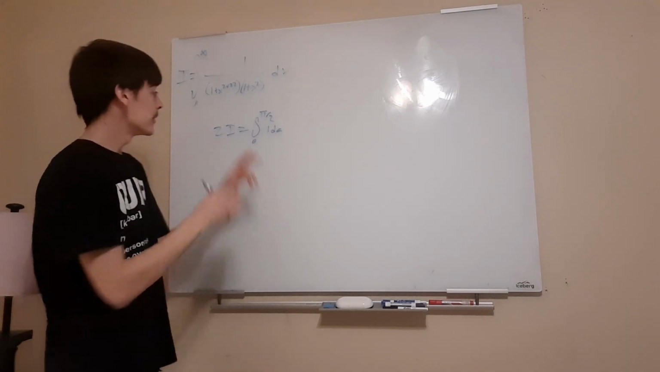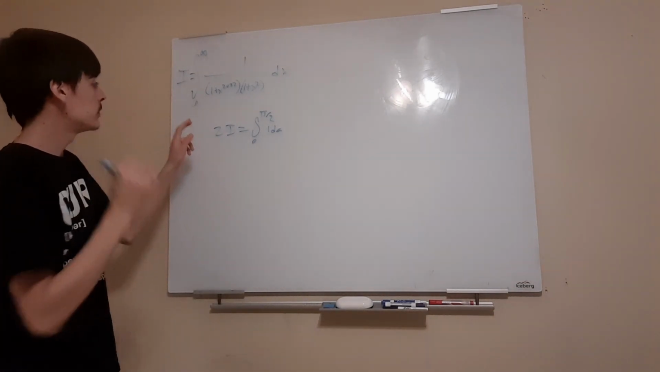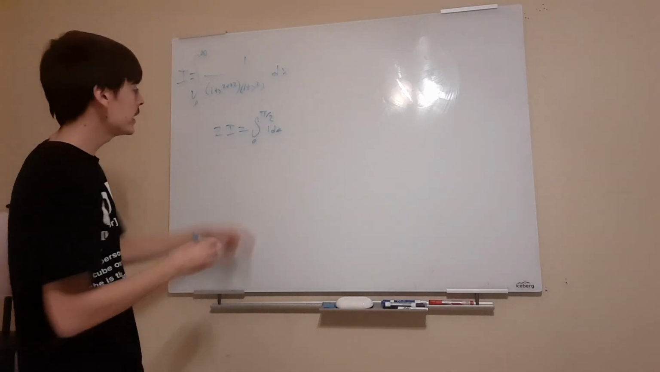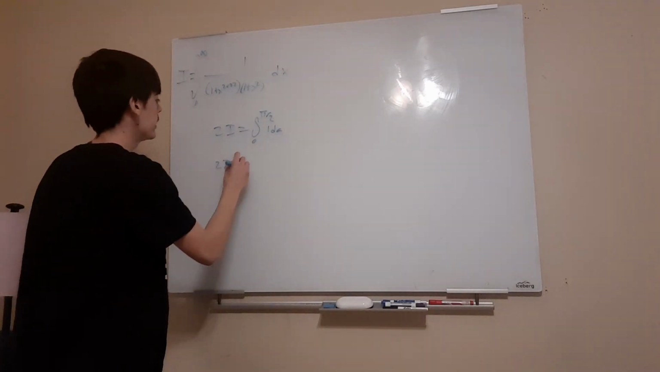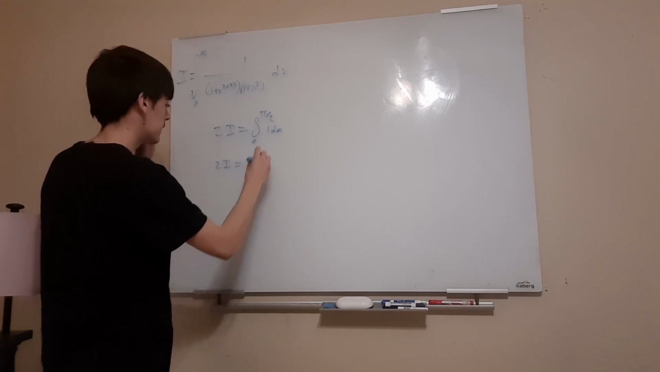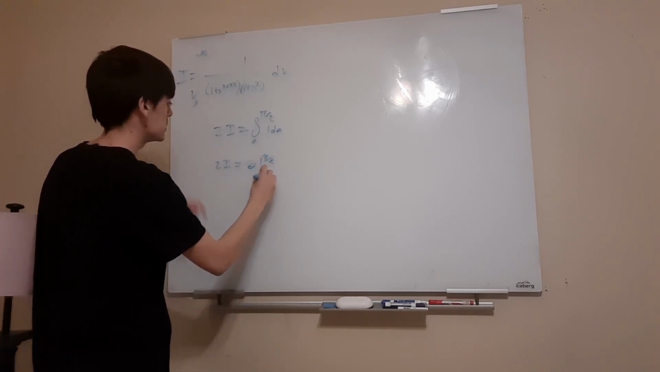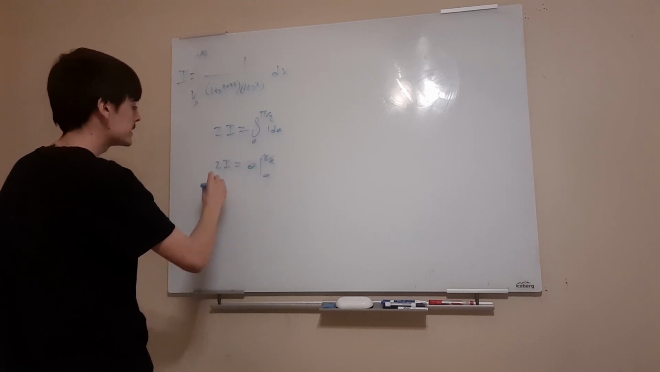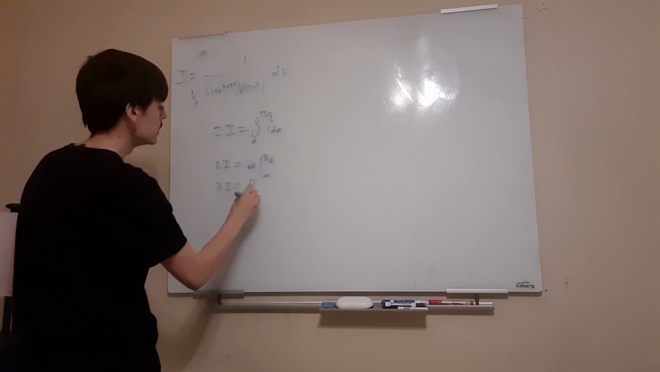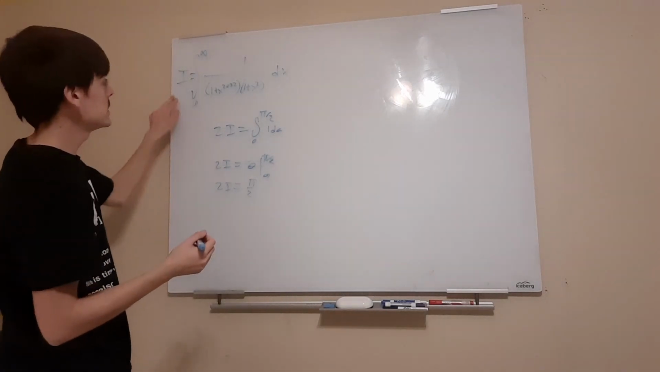Okay, having cleared the board and simplified everything, remember we got to a point where 2I equals the integral from 0 to pi over 2 of 1 d theta. If we integrate 1 d theta, we're going to get theta, evaluated from 0 to pi over 2. If we evaluate this, we get that 2I equals just pi over 2.